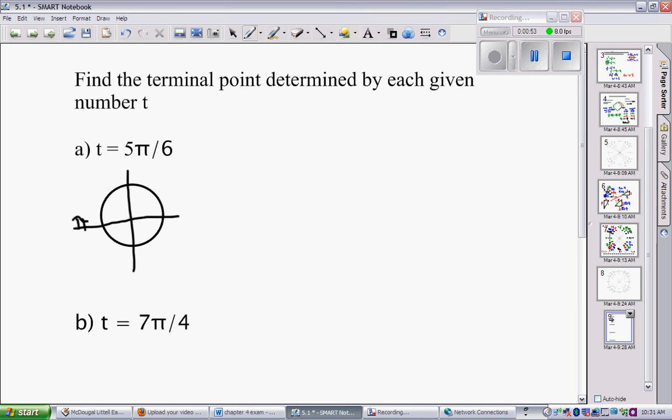Here's pi. 5 pi over 6, that's 1/6 of the way up before you get there. So we know quadrant 1, it's going to just switch the signs of where the radian is pi over 6. So that's root 3 over 2, 1/2. So we need our x to be negative.